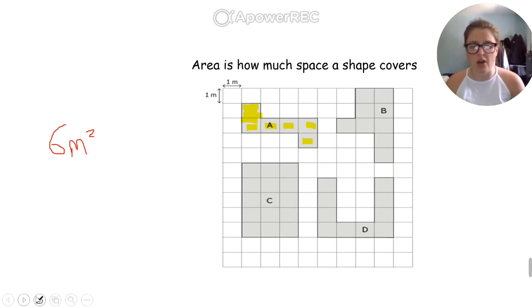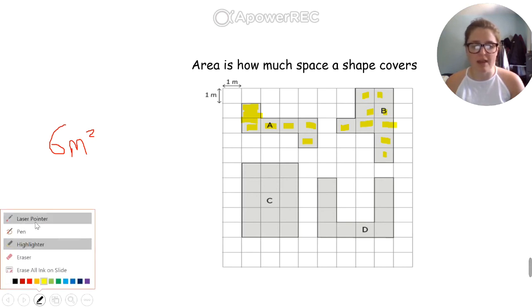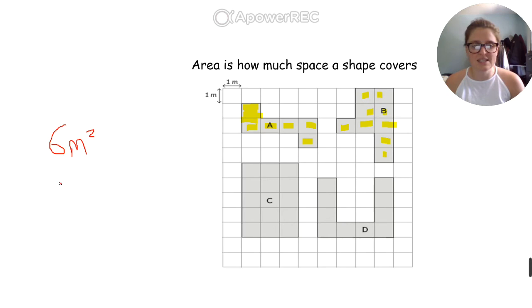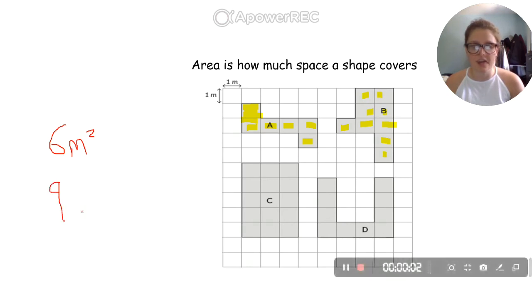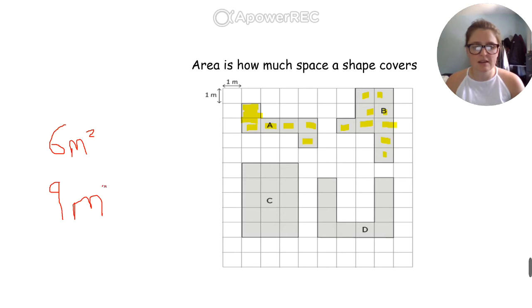So let's have a go at some of the other ones. We've got 1, 2, 3, 4, 5, 6, 7, 8, 9. So for shape B, the area of shape B is 9 meters squared. Now why don't you have a go at C and D? Pause me and have a go.